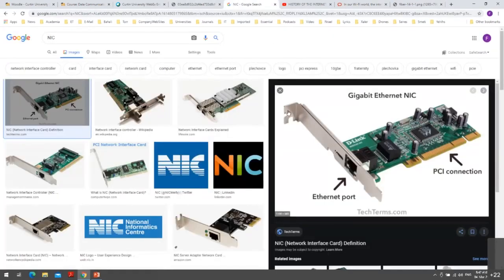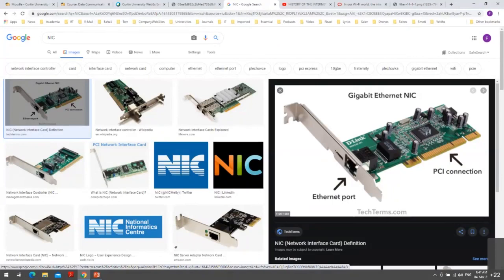This is your network interface card. Now you can just Google it and you will see this picture. This is a D-Link network interface card, okay? This one is a PCI slot, goes on your desktop, PCI slot. You can have a look. This is where your UTP connection happens. If you have a wireless system, then you have a wireless network interface card.